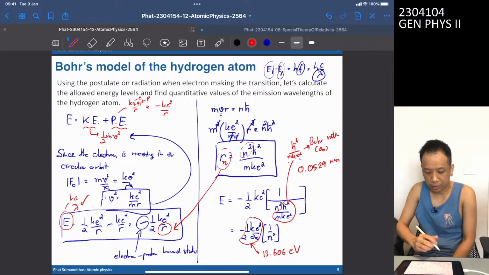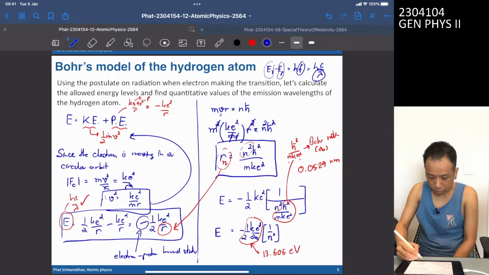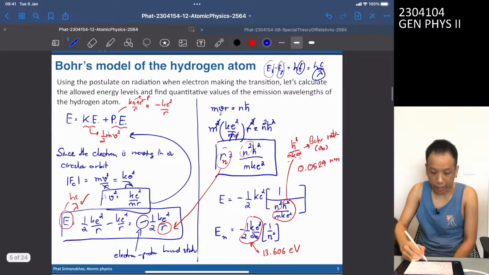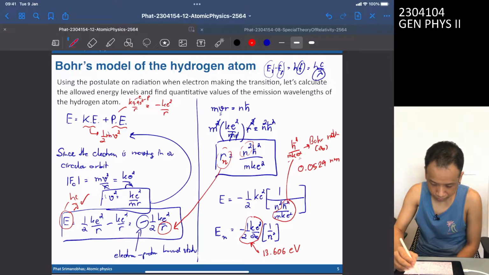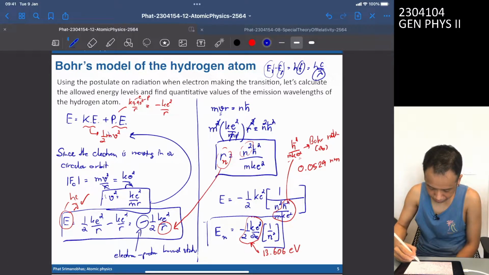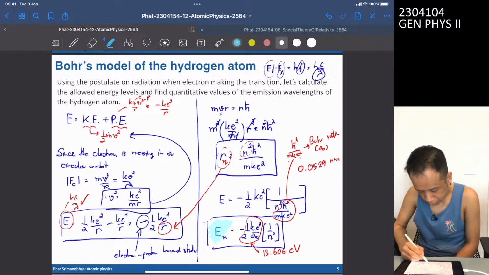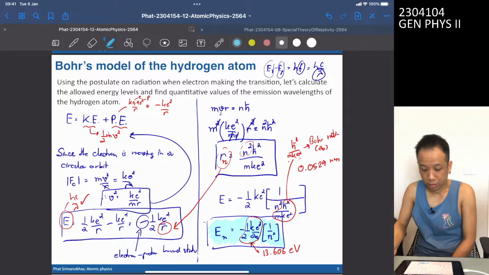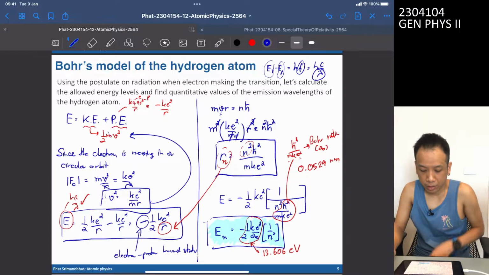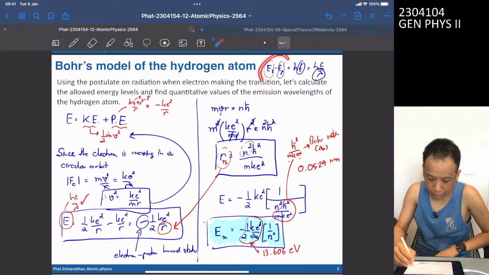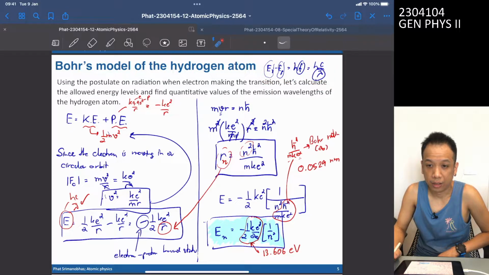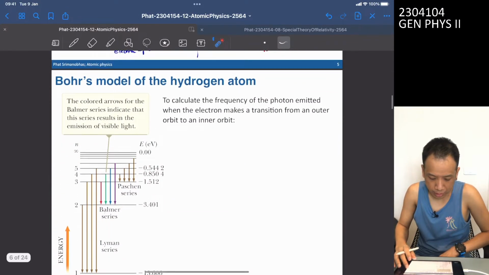So finally you get these numbers. This is the energy of the electrons at n. So now we have the energies. We can put it back here to calculate the lambda.